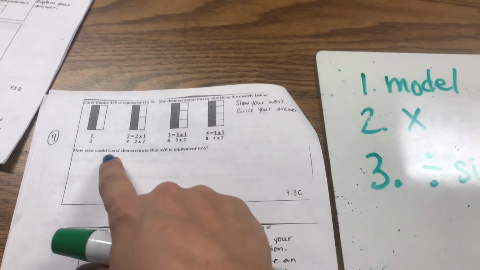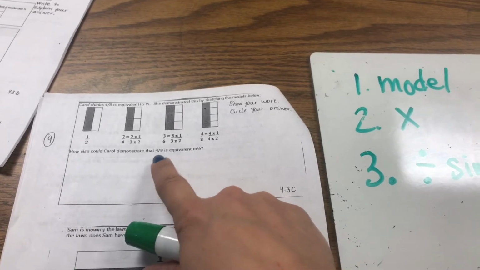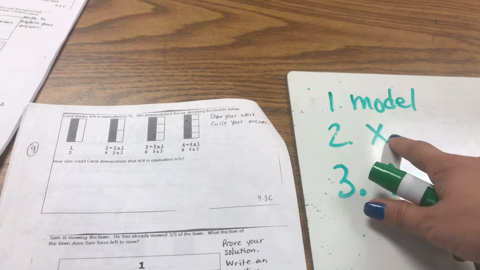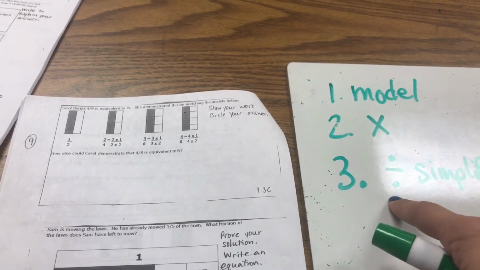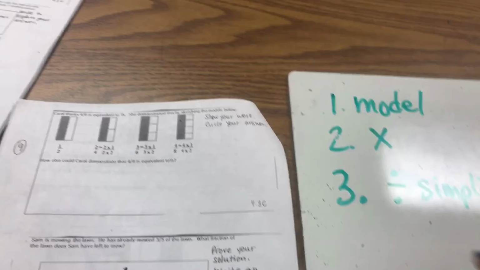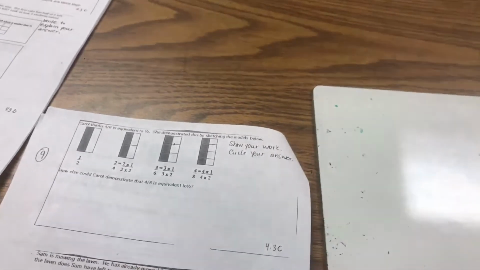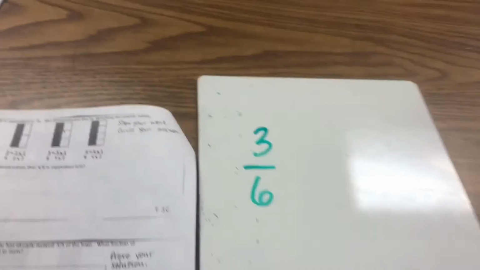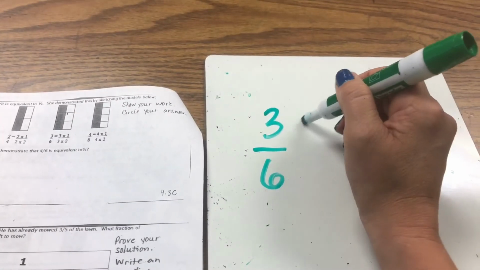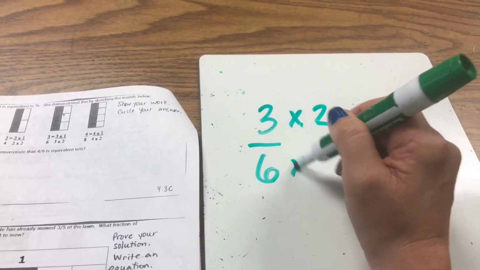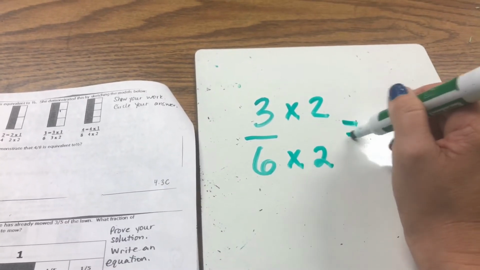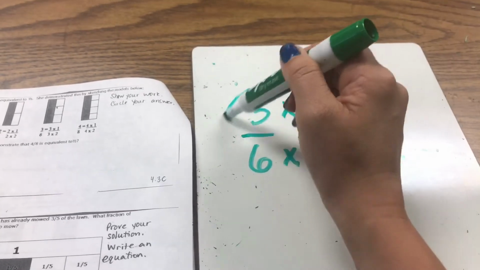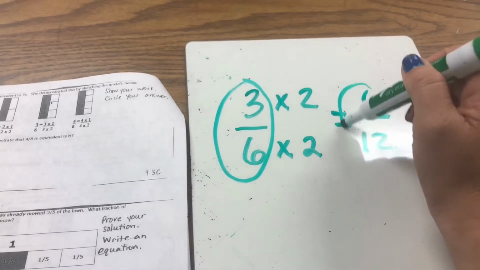But the question is asking how else could she demonstrate that 4/8 is equivalent to 1/2. So we could use multiplication and we could use division to generate an equivalent fraction. For example, if I wanted you to generate an equivalent fraction to 3/6, I could generate an equivalent fraction by multiplying the numerator and the denominator by the same number. And when I do this, 3 times 2 is 6, 6 times 2 is 12. That means that 3/6 is equivalent to 6/12.